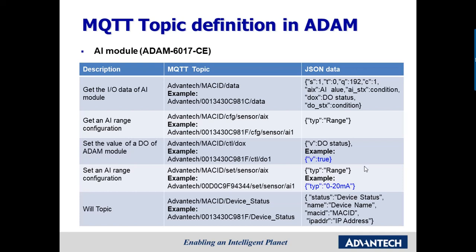Like the example here, the type 0 to 20 mA to the AI range configuration topic, which is the Advantech/MAC address/set/sensor/AI1.